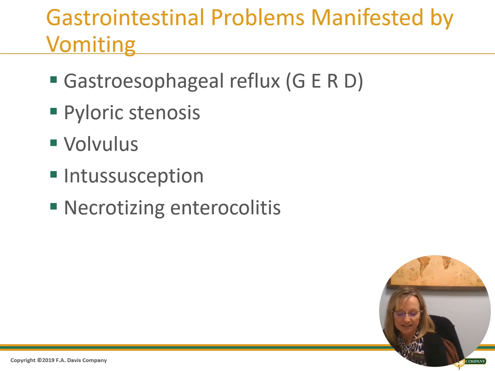Volvulus. This is an abnormal twisting of the GI tract, usually the intestine, which does impair the blood flow. So remember, if that blood flow is cut off, that part of the intestine will die. It can be stomach, small intestine, cecum, or sigmoid colon. And malrotation of the bowel during fetal development can predispose them as a baby.